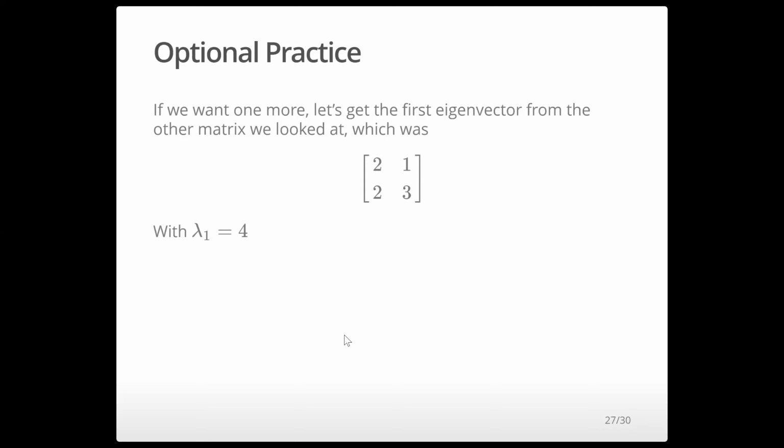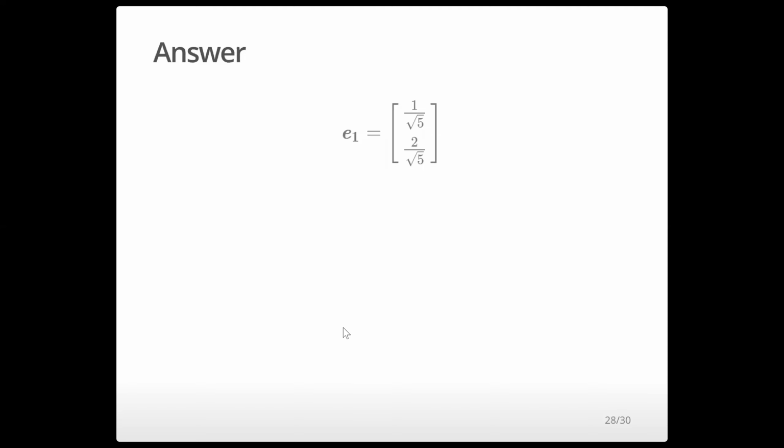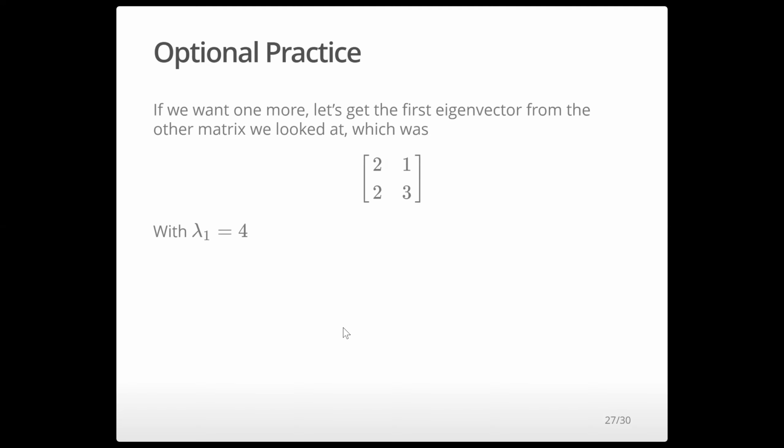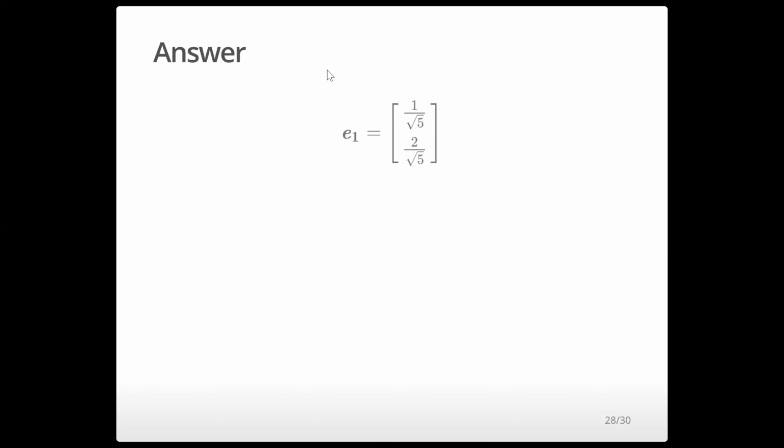If we want to do one more, we can get the first eigenvector from this matrix, which, as a reminder, the first eigenvalue was 4. And so the answer is here. And you can verify that for yourself if you'd like.